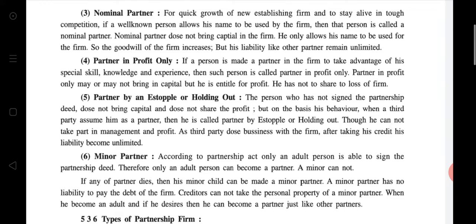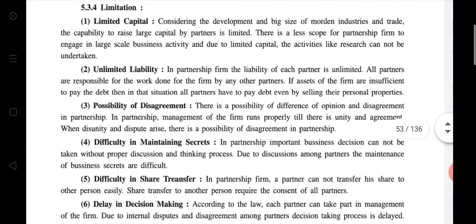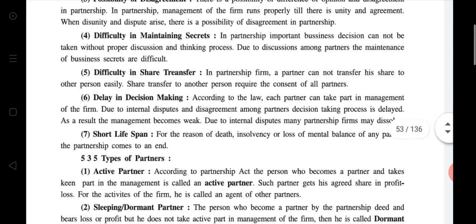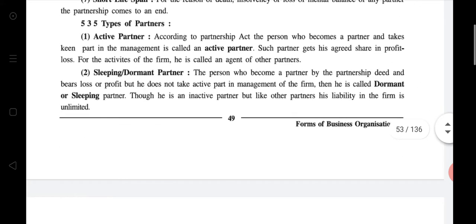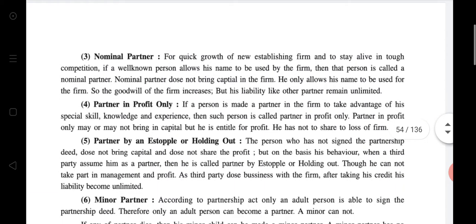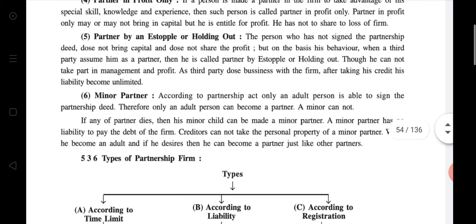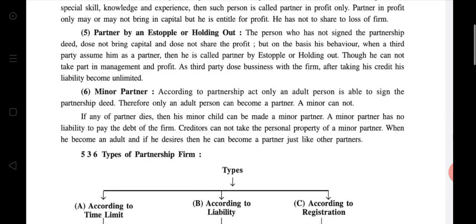Very easy, that's why I don't need to explain again. Still, you just revise it: active partner, sleeping partner, nominal partner, partner in profit only, partner by estoppel or holding out, and minor partner.